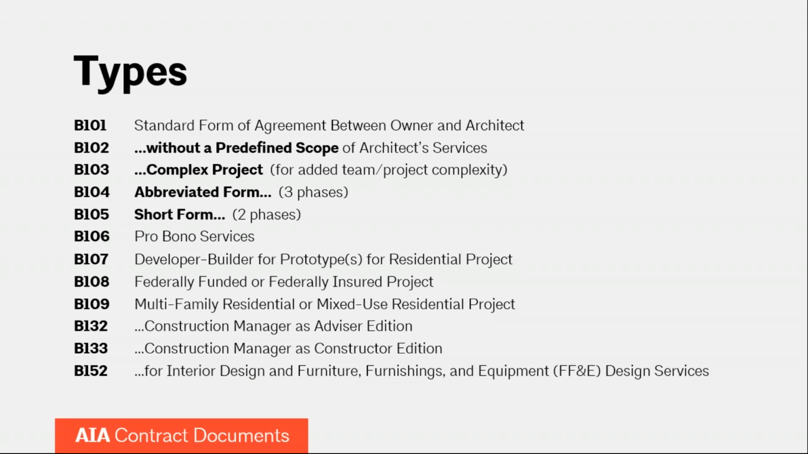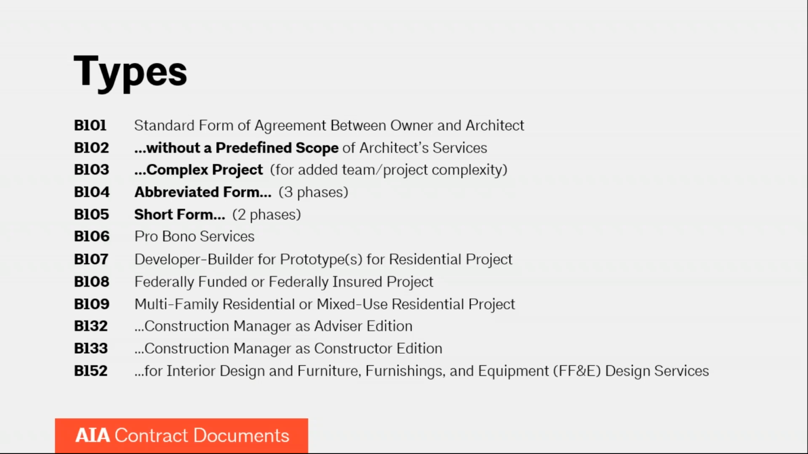The B104 is the abbreviated agreement. It contains 3 phases: design, construction documents, and construction. It does not have schematic design and design development. It lumps them all into one phase. The B105 is a short form agreement. It has 2 phases: design and construction. The B106 is for pro bono services.